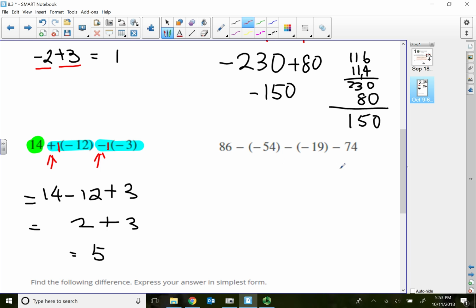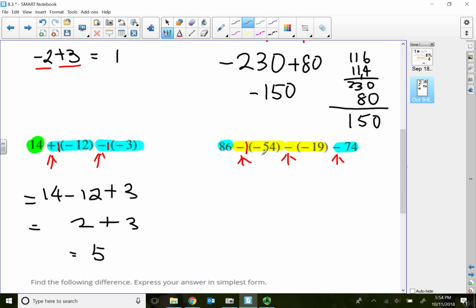All right, so this one, I see a subtraction sign and another subtraction sign outside the parentheses. So 3 of those signs separate 4 terms. My first term is simply 86. My second term is really negative 1 times negative 54. My third term is really negative 1 times negative 19. And my last term, negative 74. So my second and third terms have 2 different signs, so let's make sure they only have one sign.